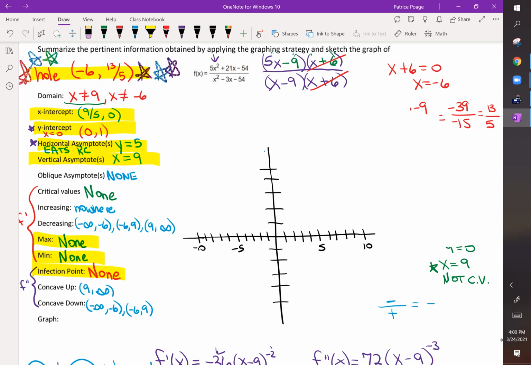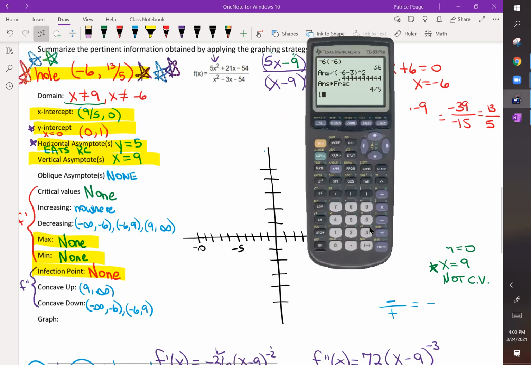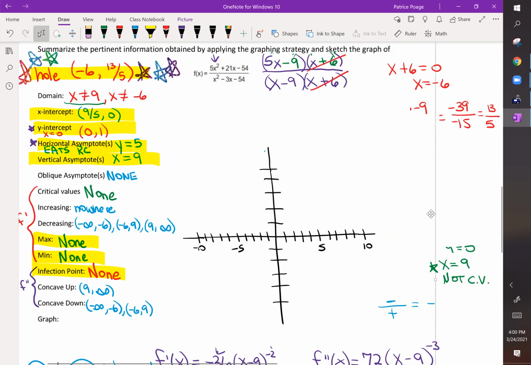So starting with the hole, there's a hole at -6 and 13/5. So just to kind of see where 13/5 is, that is 2.6. So -6 and about 2.6, there's a hole about right there.